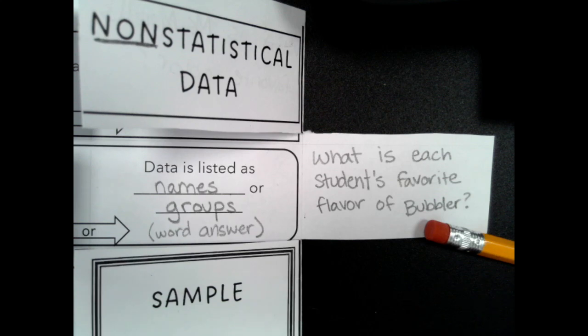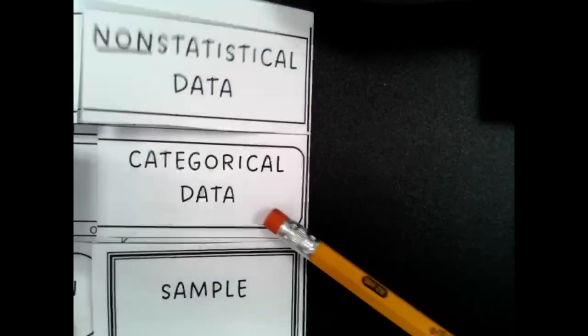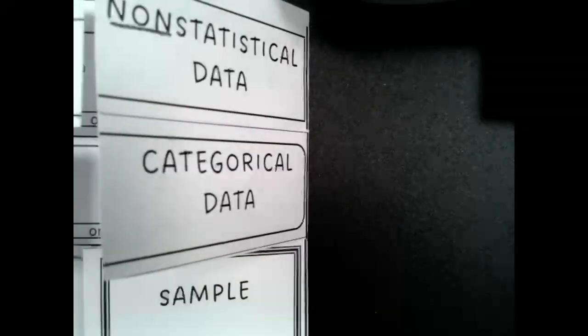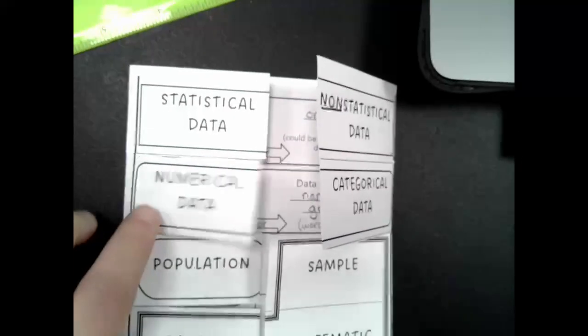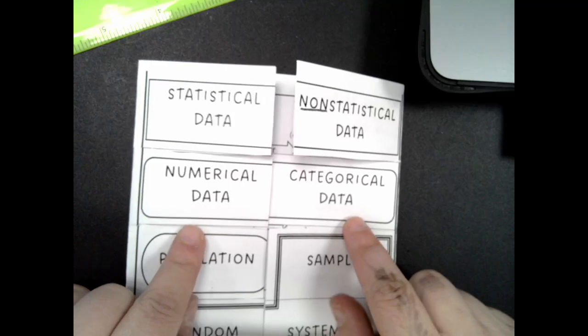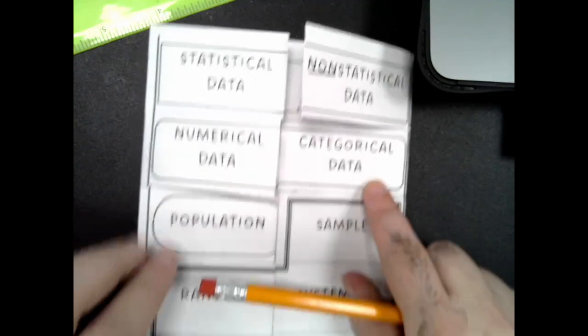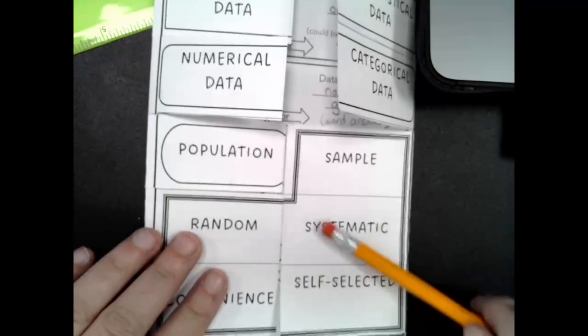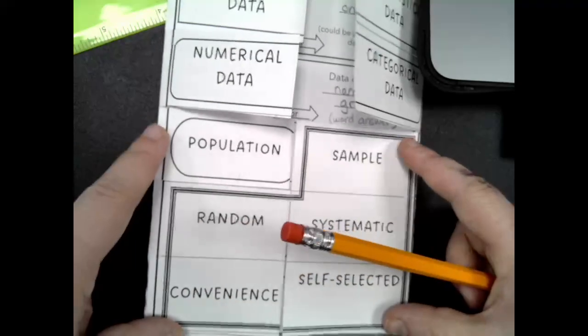All right, so those have to do with the types of questions that we're asking. So if it's statistical, we can then decide based on those answers we get, those variety of answers, is it numerical or categorical? Okay. Now this is going to tell us about the information that we get. This next part is the about part.